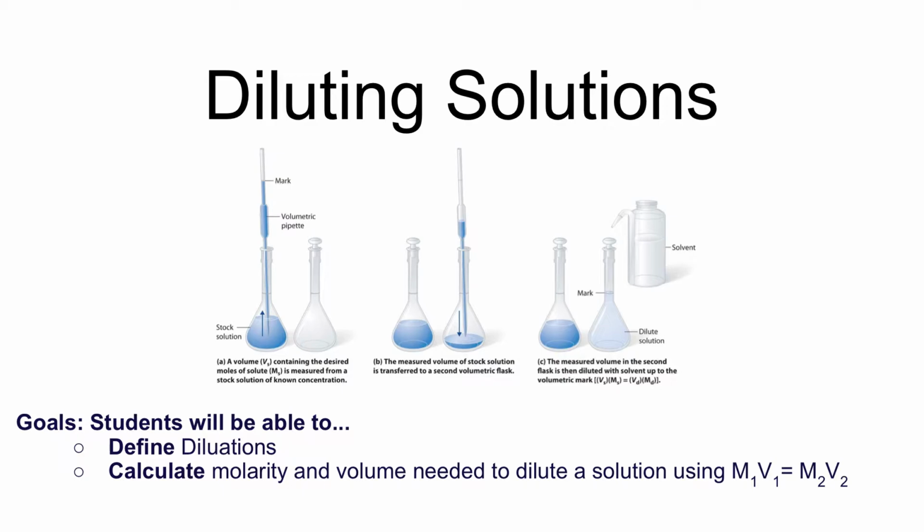Lesson 704, Diluting Solutions. In this lesson, students will be able to define dilutions and calculate the molarity and volume needed to dilute a solution using the formula M1V1 equals M2V2.